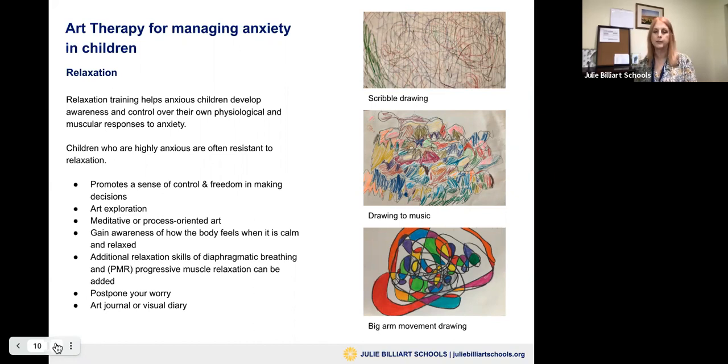And then of course the drawing on the bottom, the example you see here, is just big arm movement drawing, where again, they're not required to draw anything specific. They're just making big arm movements with a Sharpie or black marker. And then they have the opportunity to go in and color it in as they choose.